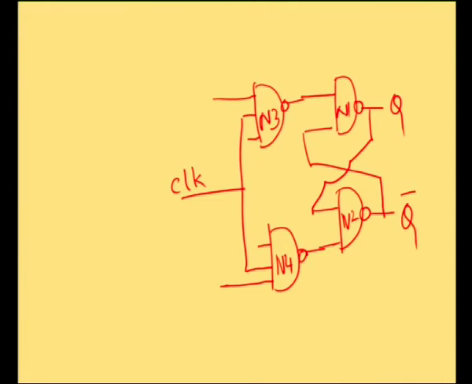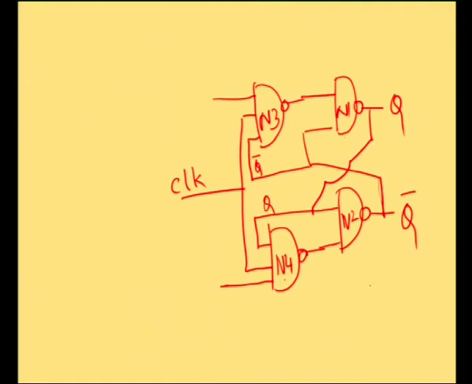So, what is N3 going to do? Q bar from here will be fed to N3. Q from here will be fed to N4. Q bar is fed to N3 and Q is fed to N4. So, Q is fed not only to N2 but also to N4. Q bar is fed to N1 and N3. We call this double feedback. This is the difference between your clocked SR flip-flop and the JK flip-flop.